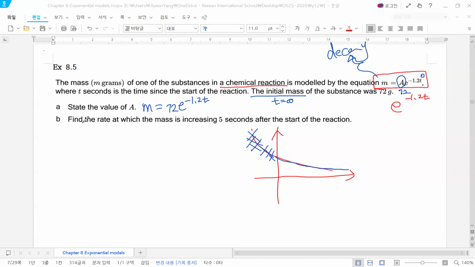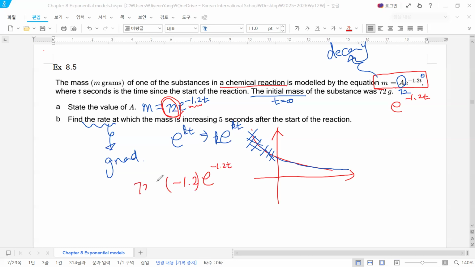And then find the rate means you need to calculate the gradient. Then e to the power of kt, the gradient of this one is k times e to the power of kt. So since the value of k in this case is negative 1.2, do you understand? So negative 1.2 times e to the power of negative 1.2t, but there is one number multiplied, which is 72. So don't forget, write 72 to the front. This one is the gradient.